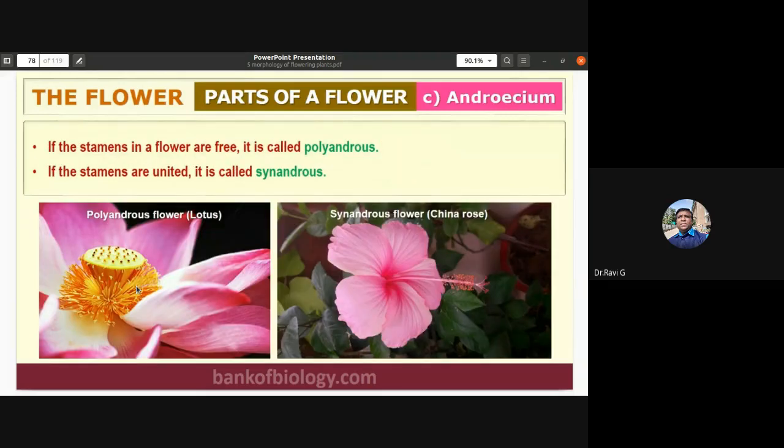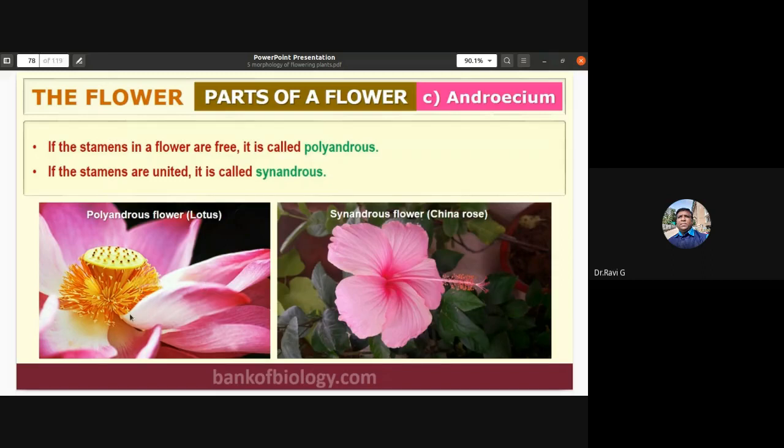If the stamens in a flower are free, just like we had free sepals called polysepalous, if the stamens are free and not fused, we call it polyandrous. If the stamens are united, we call it synandrous. So if the stamens are united, it is called synandrous. Especially in pumpkin flowers, they are completely fused. You can notice the synandrous flowers. If the stamens in a flower are free, it is called polyandrous. If the stamens are united, it is called synandrous.